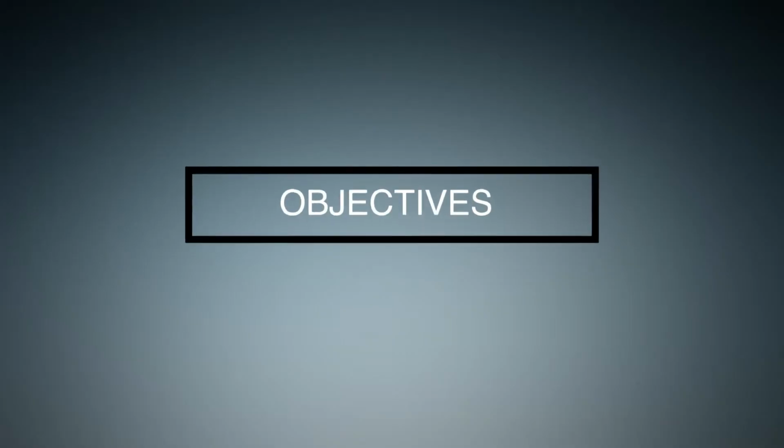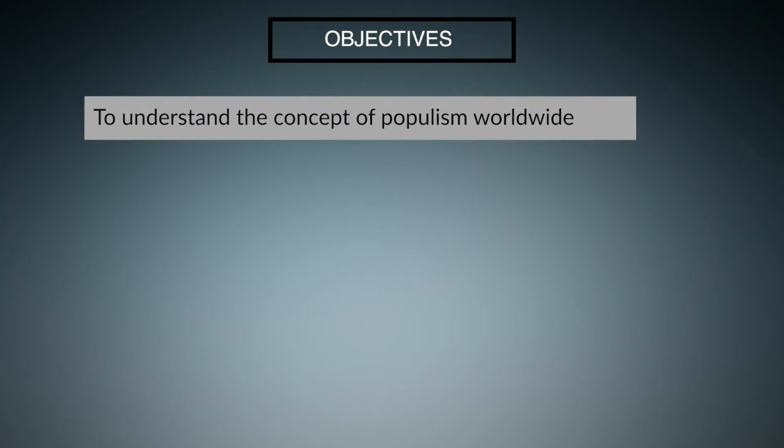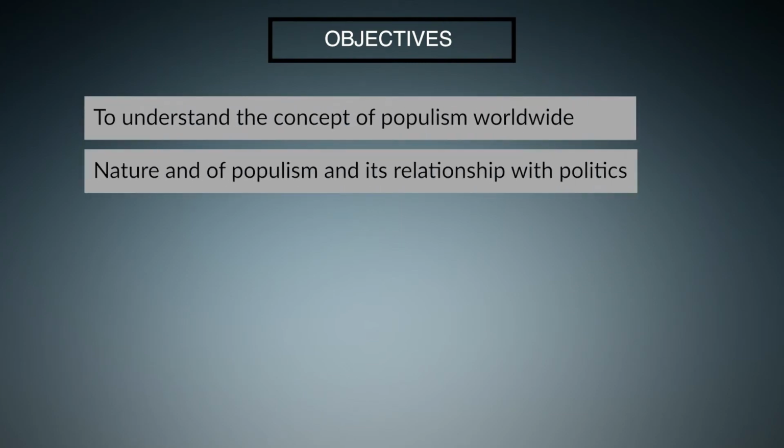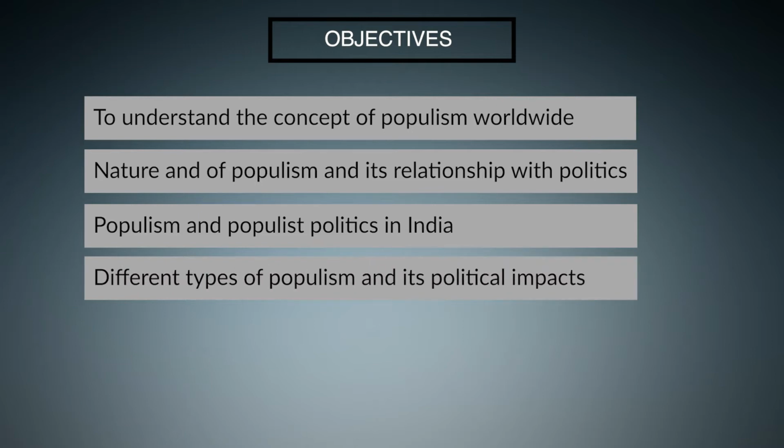The objective of today's lecture is to understand the nature of populism, the concept and meaning of populism across the world, and the nature of populism and its relationship with politics in India. We will look at populist politics and how it impacts the everyday functioning of democracy and democratic institutions. Also, we will discuss the different types of populism practiced in India, both at the national level as well as in various states.